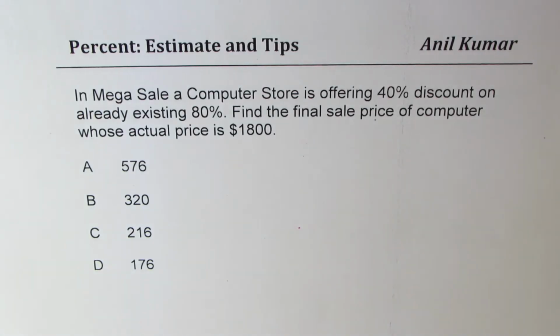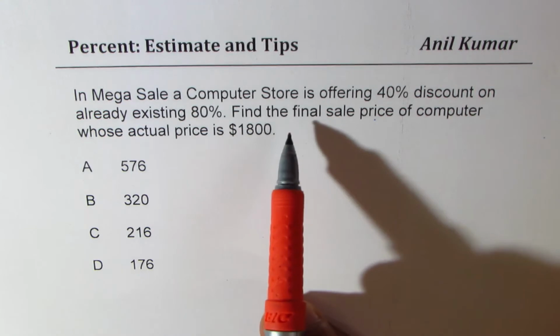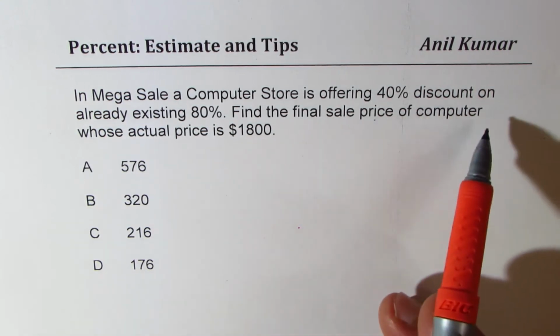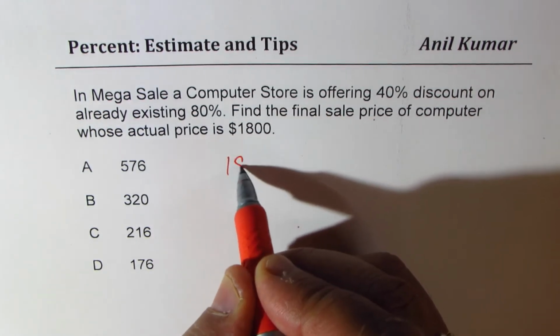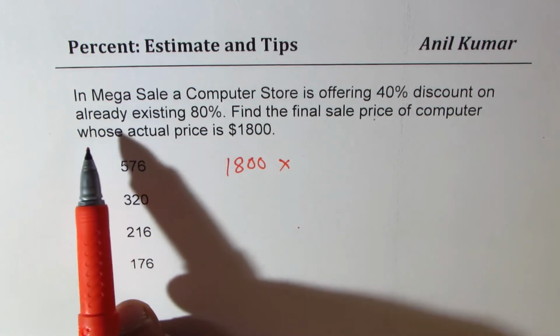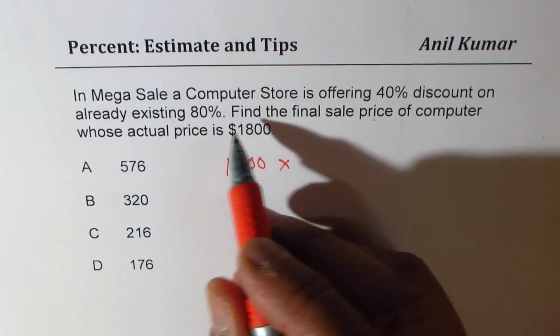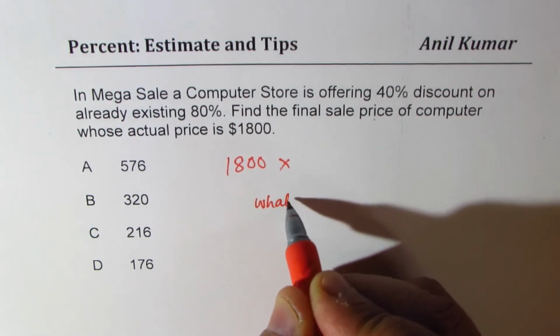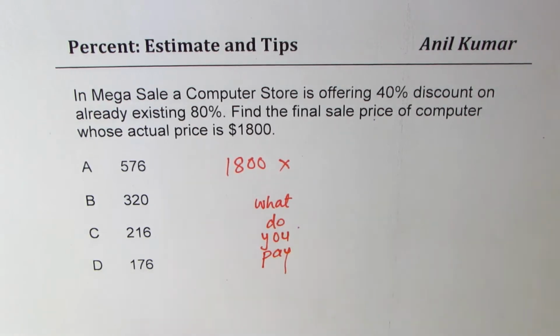Okay? Next question here is, in a mega sale, a computer store is offering a 40% discount on an already existing 80% discount. That means already an 80% discount is there. Find the final sale price of the computer whose actual price is this. That means discounted price, right? So we are starting with 1800. What is the discount? On this, you have a discount of 80%. That means how much you pay. So discount is this. So what do you pay?